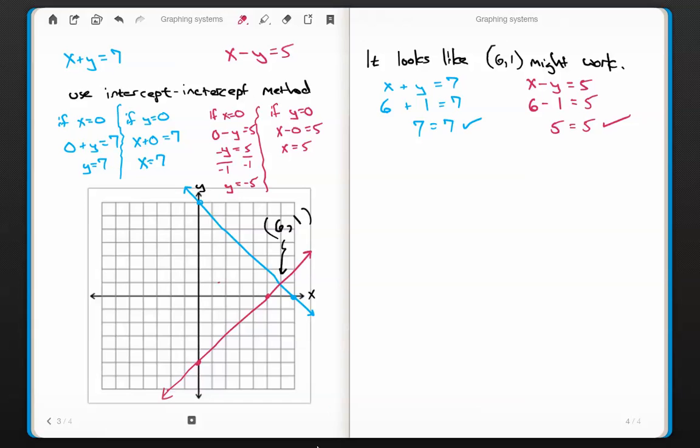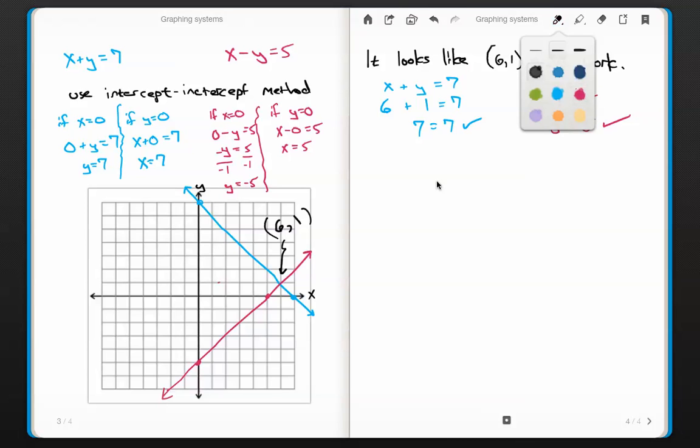Okay, so both of those points, or this one point, 6, 1, works for both equations. And we can check that over here. So this checks out.